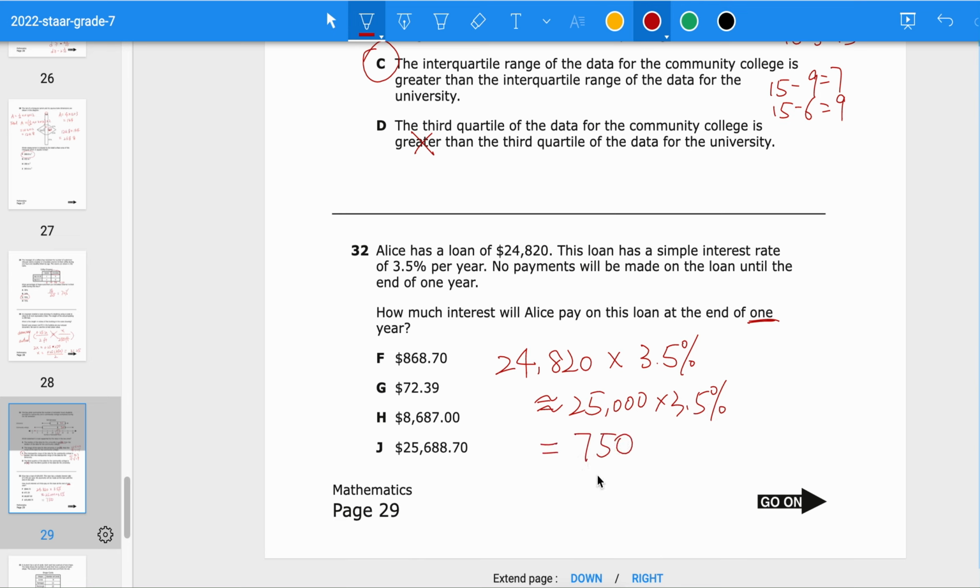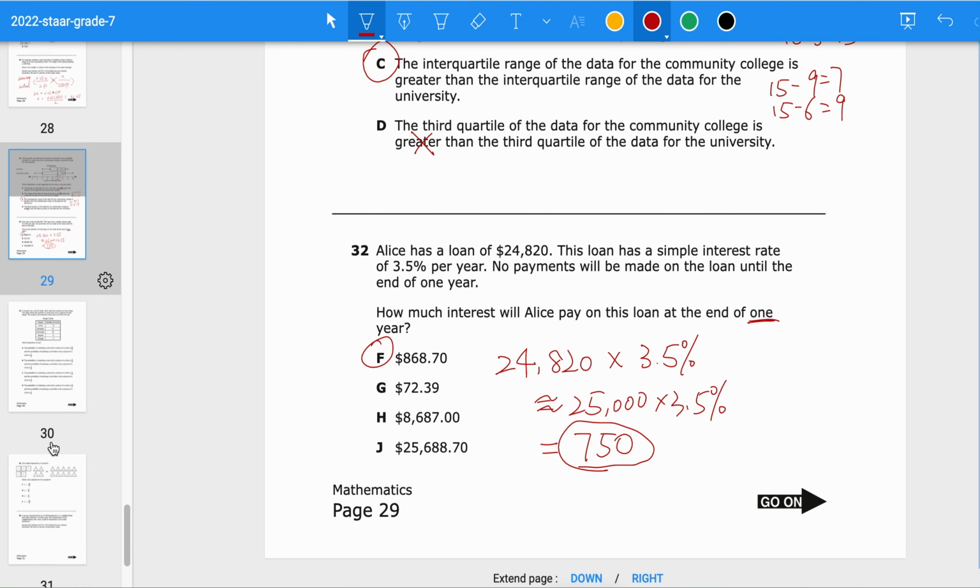So you can find the number closest to 750, which is F, 800. The other numbers, 8,000 and 25,000, are all way far away from 750 compared with 800. So F is correct.